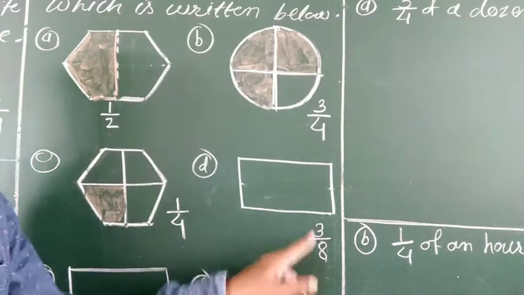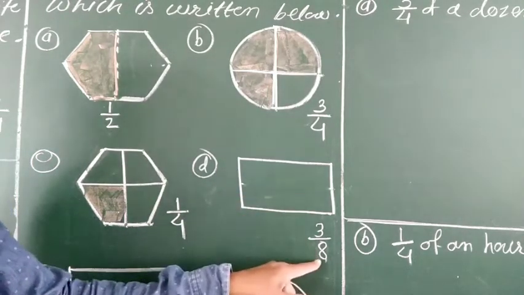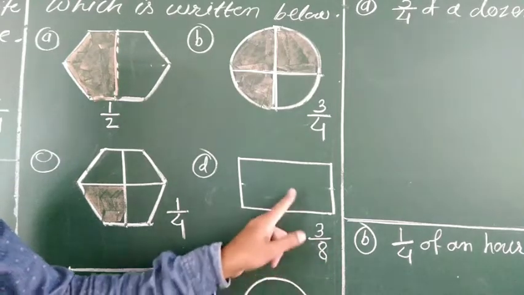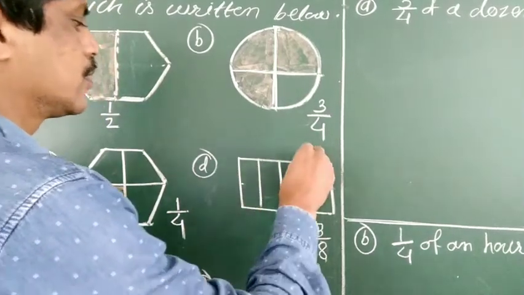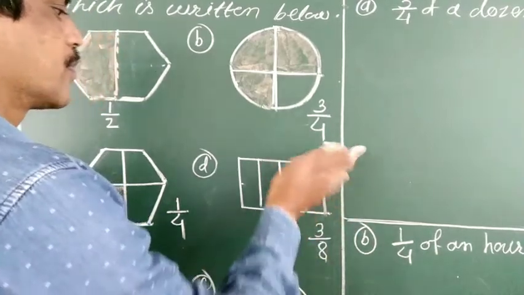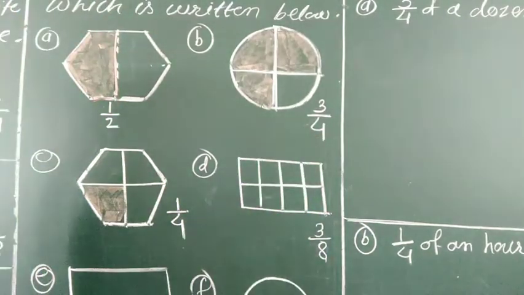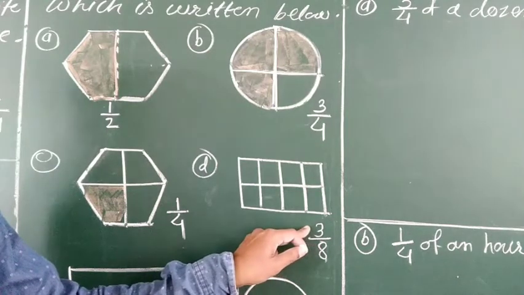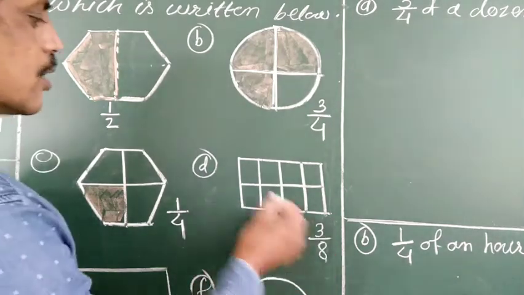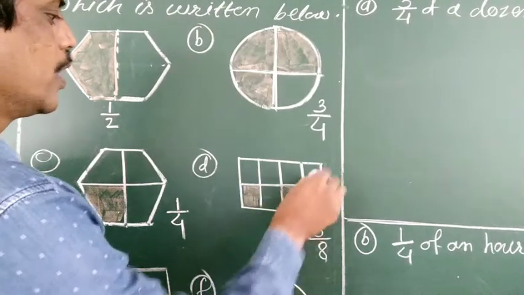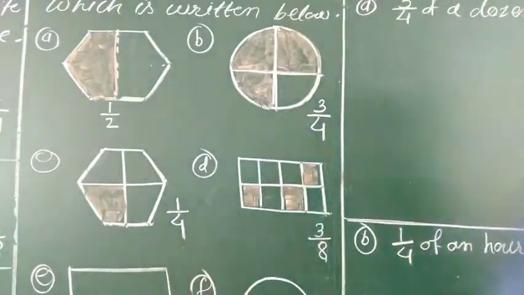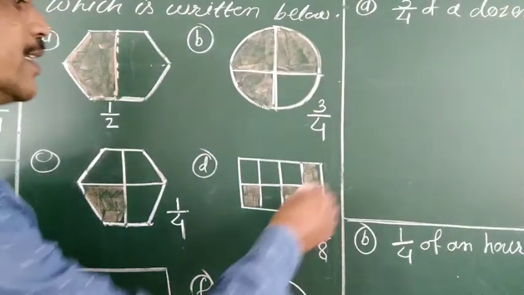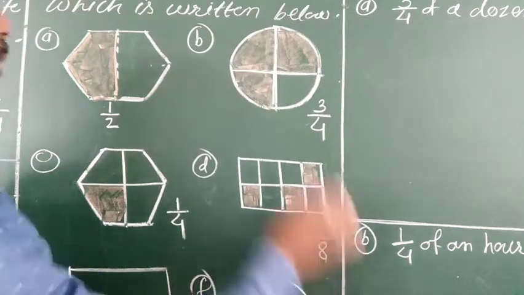Now see, it is 3 by 8, and it is a rectangular shape. How many parts do we have to make here? The number in the denominator is 8, means we have to make it here 8 equal parts. So see, now it is 8 equal parts. Now out of 8 equal parts, what number is given in the numerator? It is 3 there. So we have to color any 3 parts. So see, it is 1, 2, and this one is 3. So see, now what we have to do here? We have to color any 3 parts here. Okay, any 3 parts. So it is 3 by 8.